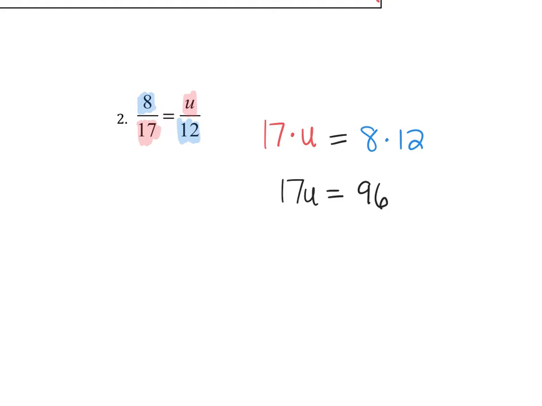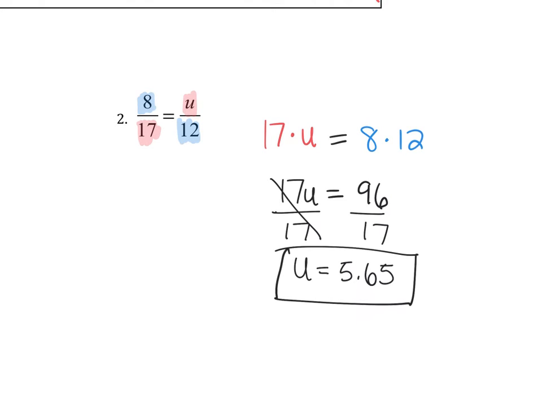And then since u is being multiplied by 17, I'm going to do the opposite and divide by 17 on both sides. And when I do that, I'm left with u equals, because the 17s go away there, u equals 96 divided by 17, which is 5.65 for that one, rounded to the nearest hundredth. Okay?